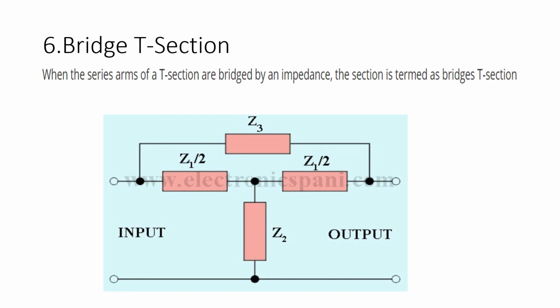Bridge T section. When the series arms of a T section are bridged by an impedance, the section is termed as bridged T section. If T section Z1 by 2, Z1 by 2 and shunt impedance Z2, one arm is bridged. See here, Z3 arm is bridged. So it is known as complete section is bridge T section. Means a bridge on T section एक टी सेक्शन के ऊपर एक ब्रिज बना हुआ है जिसमें की इंपीडेंस Z3 लगी हुई है.